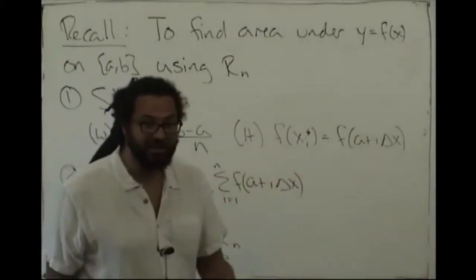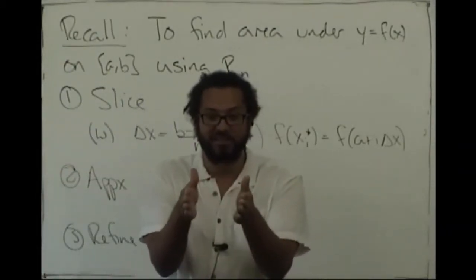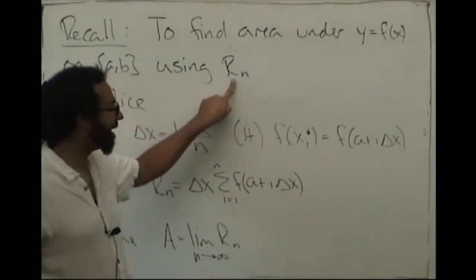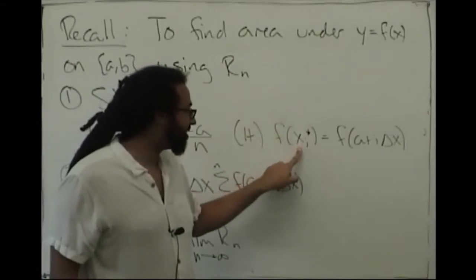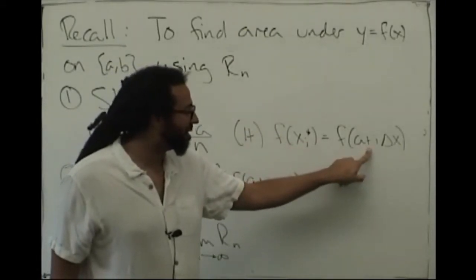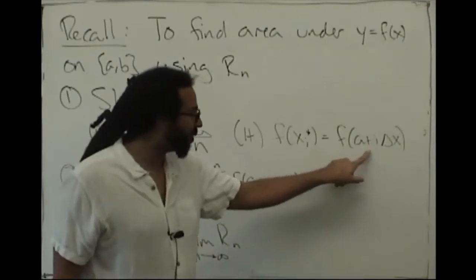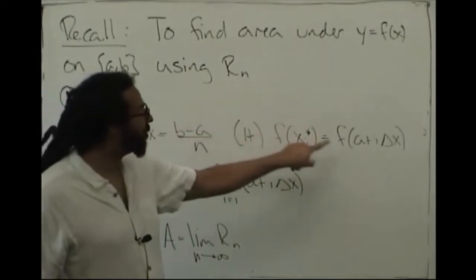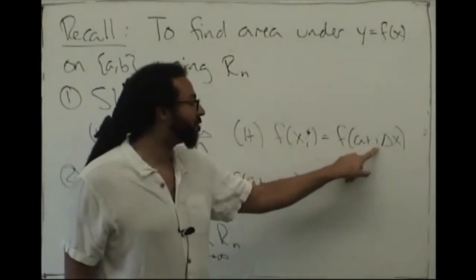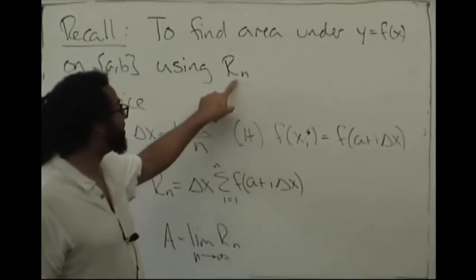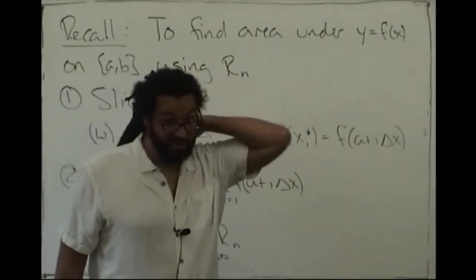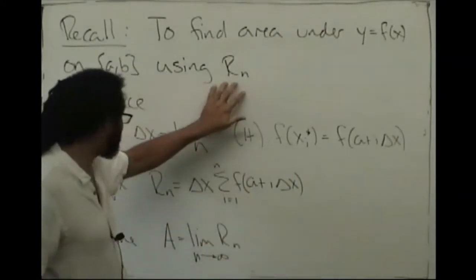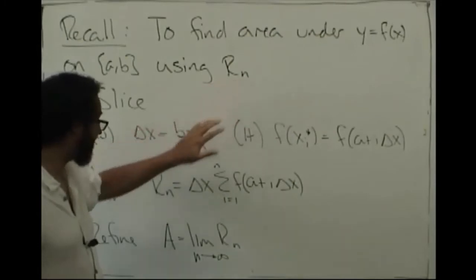And then for the height, remember we could choose any point in the subinterval, but in this case we chose the right-hand endpoint and called it x_i star, and that right-hand endpoint was a plus i delta x. Remember we drew a picture to see how to get this. If it was the left endpoint, it would have been a plus (i minus 1) delta x. Or we could have used the midpoint. Later we'll look at any old partition with any old sample points. But for now, let's just recall what we did last time.